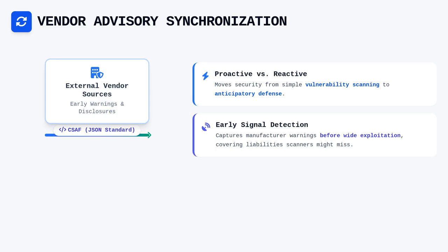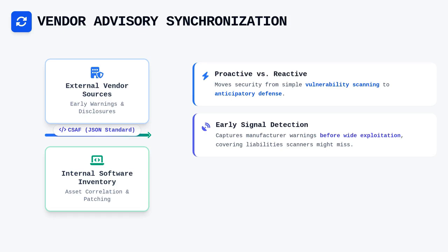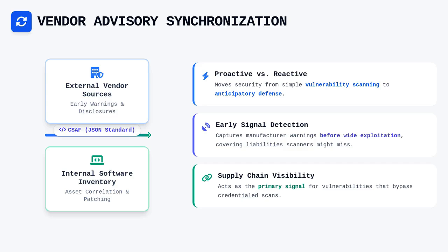This capability relies heavily on the Common Security Advisory Framework, which provides a standardized JSON-based format for exchanging security information. When we talk about these integrations, we are essentially building a bridge between external data sources and our internal software inventory. The goal is to move from reactive patching to a capability where we can anticipate a threat based on the vendor's own disclosures. If you think about the software supply chain, these advisories act as our primary signal for software that might not be detected by a credentialed scan, but definitely poses a liability.